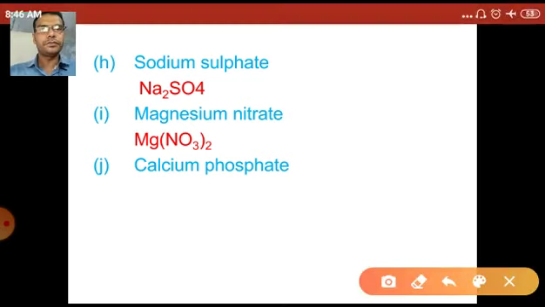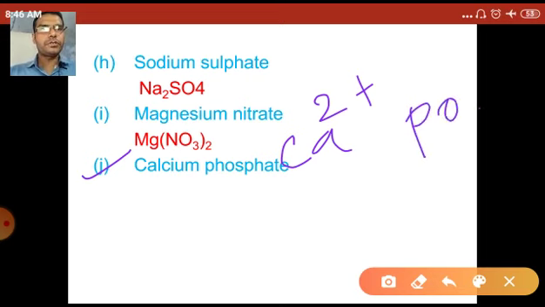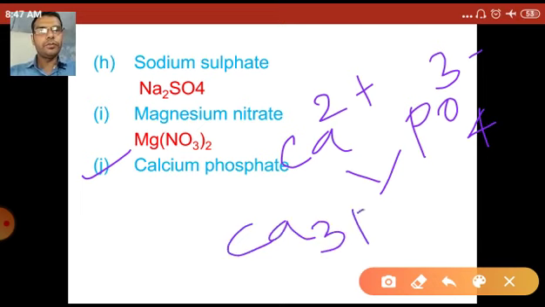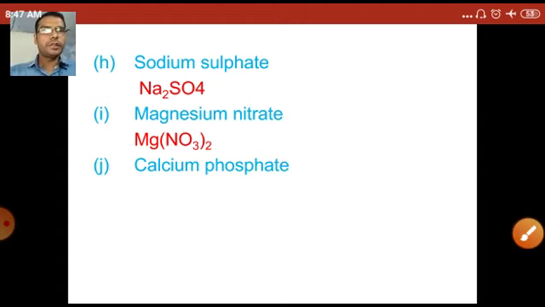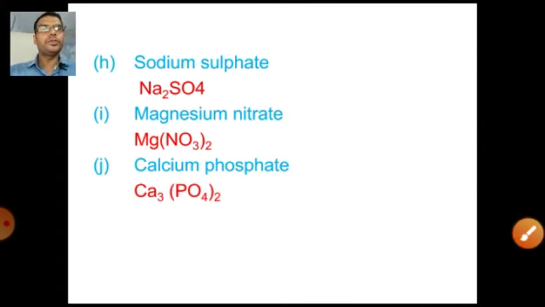Now the next question, calcium phosphate. The formula of calcium phosphate. Calcium has the symbol Ca with 2 plus valency, and phosphate is PO4 with 3 minus valency. So after combining they form Ca3(PO4)2. So the formula of calcium phosphate is Ca3(PO4)2.